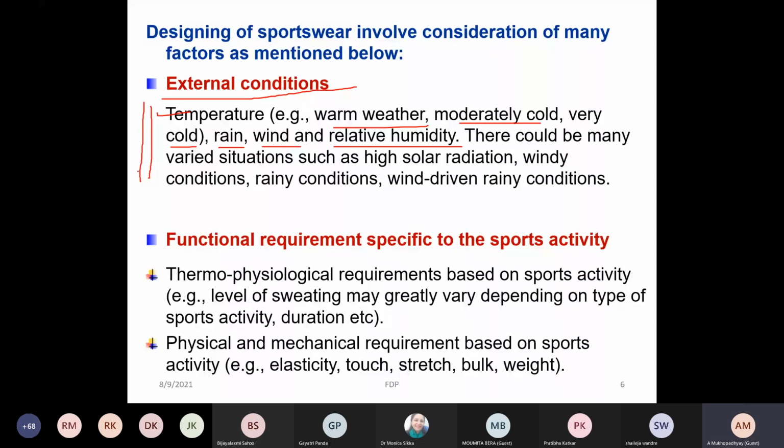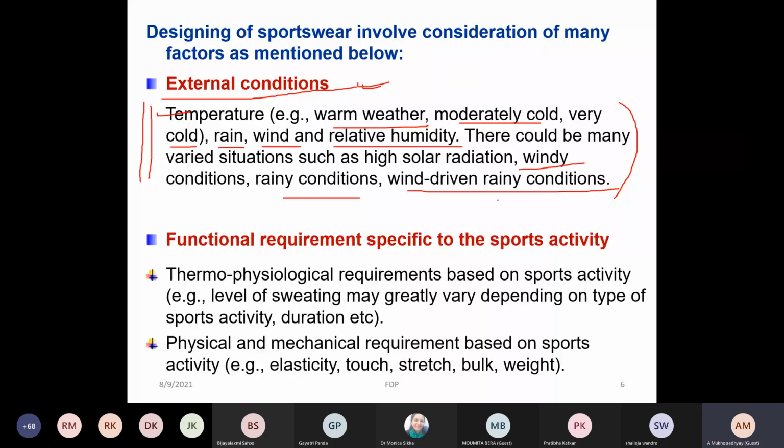For example, if you talk about the warming-up suit for football wear, the warming-up garments will be different in India and in UK, because the outside temperature matters in designing of the sportswear. Now, whether it is indoor sports or outdoor sports also has influence on the designing of the sportswear. So, in brief, external conditions should be looked at whenever we are designing the sportswear. There could be very complex situations where you can have windy conditions, rainy conditions, wind-driven rainy conditions. There could be very complex situations under which the sportswear is to be designed.